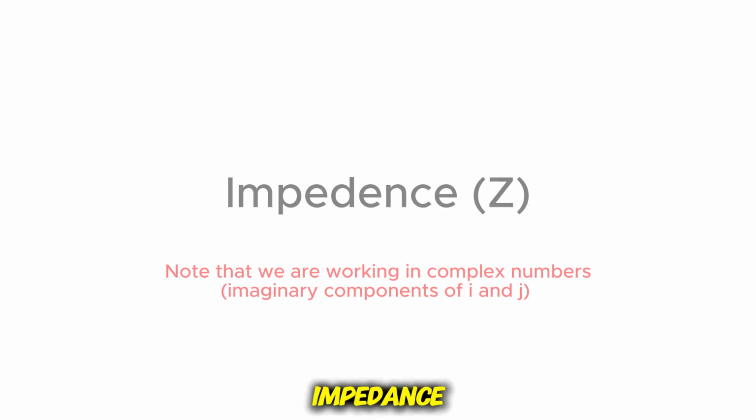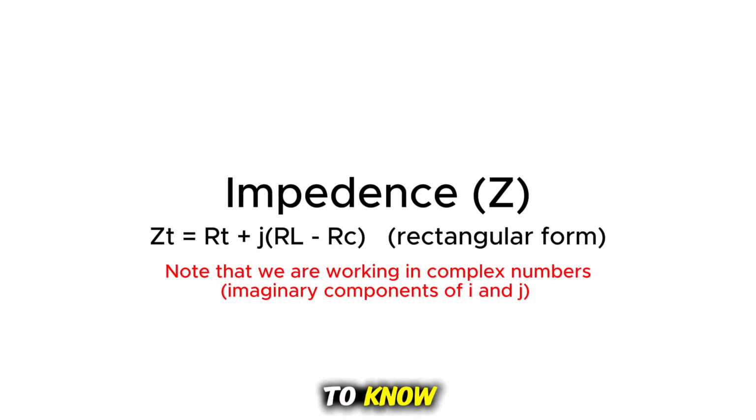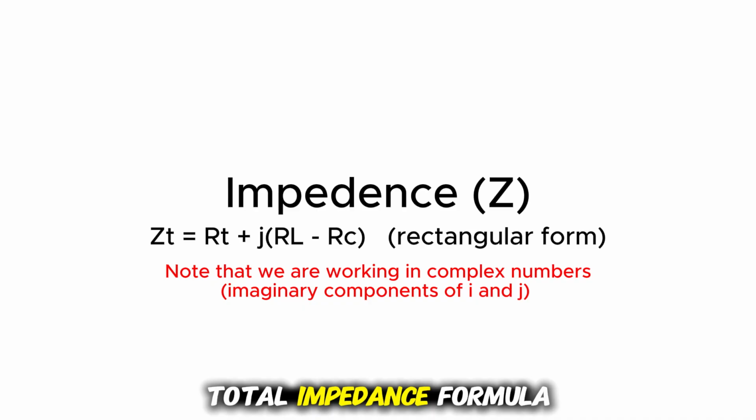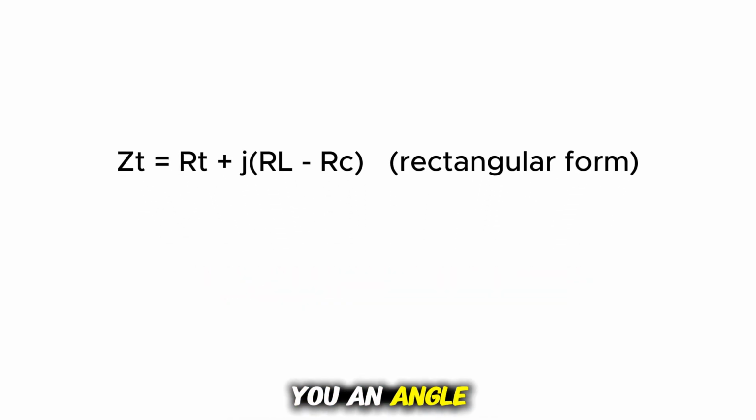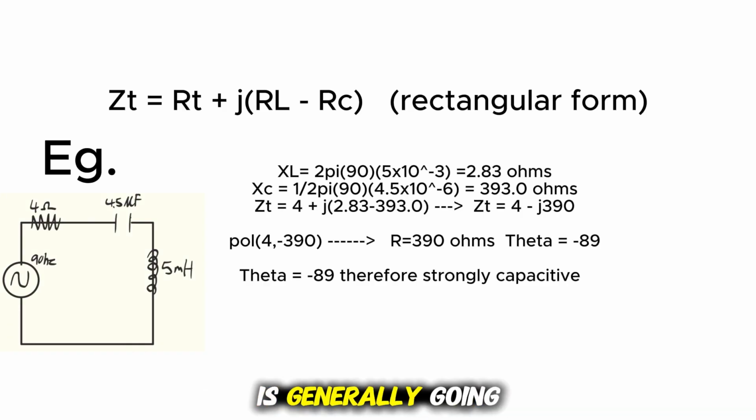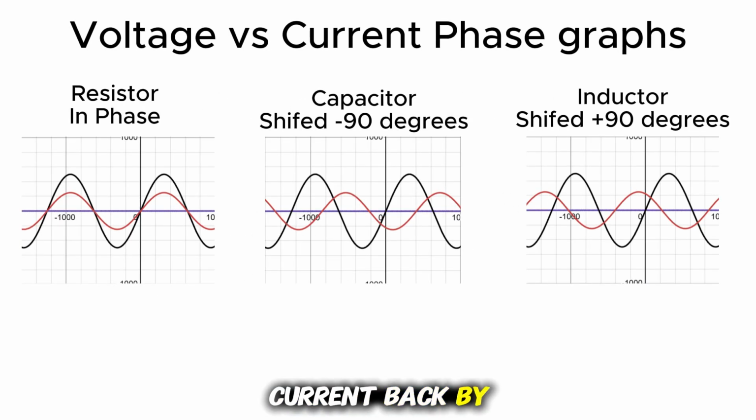Now, if you were to run through your memory to the start of the video when we mentioned impedance, this is important to know. When using the total impedance formula, which is provided here, you can convert to polar, which then gives you an angle. Now knowing that inductance is generally going to shift the current back by negative 90 degrees, then we know that a negative angle means that the circuit is capacitive and vice versa.